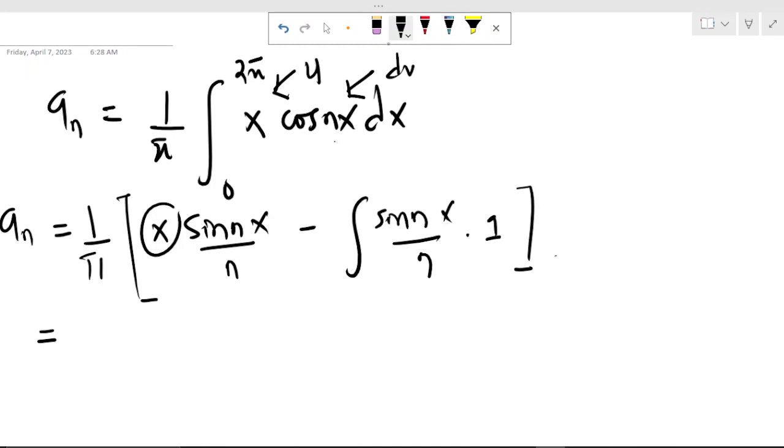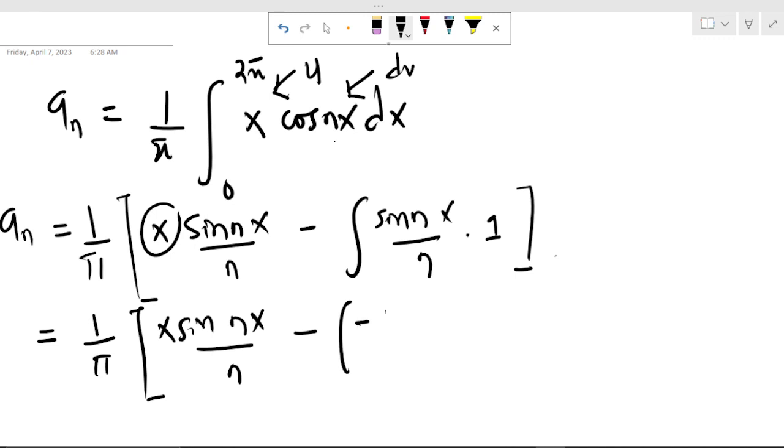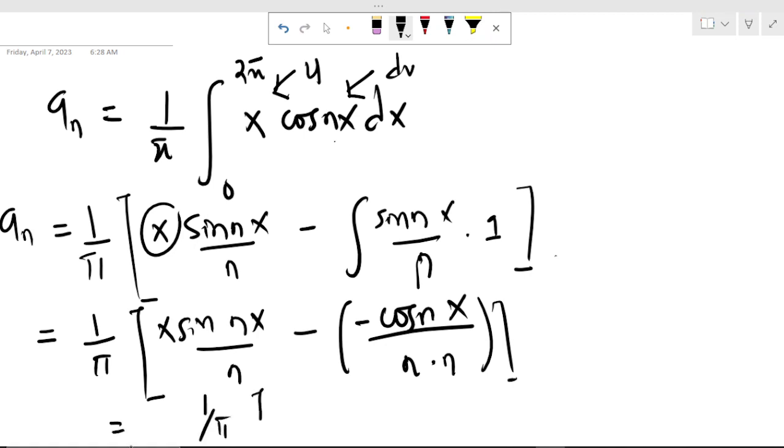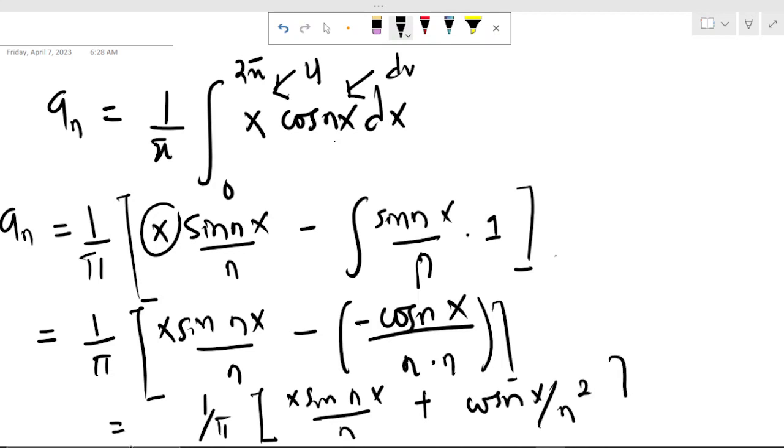So let's continue. This gives us 1 over pi, x sine nx all over n minus, now integrating sine nx over n, this should give us minus cos nx over n. Then we have, remember we had one n here, so this is n squared now. So this should give us 1 over pi, x sine nx over n plus cos nx over n squared.